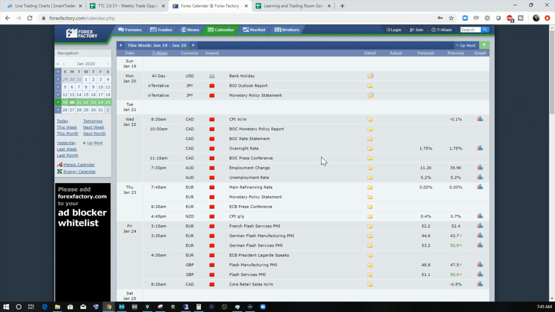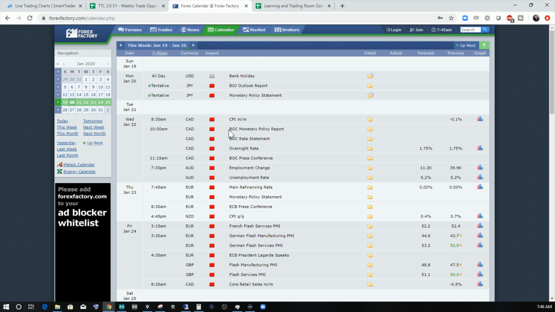I'm looking at the calendar, and so far we have the Bank of Japan Outlook report and, of course, the monetary policy statement, which is tentative right now. That normally comes out early morning. I'm surprised it's not out already. So that's still waiting to be released. We've got no Tuesday data, but on Wednesday we've got some data that we need to pay attention to.